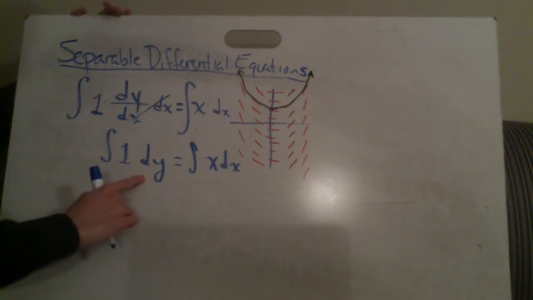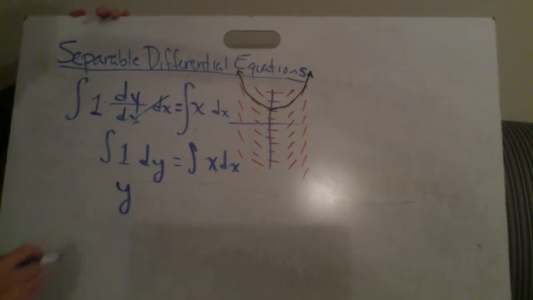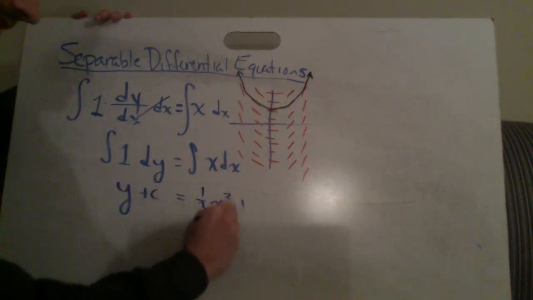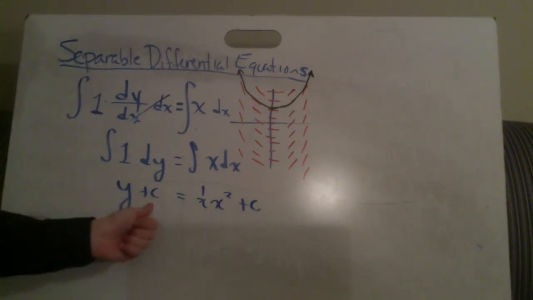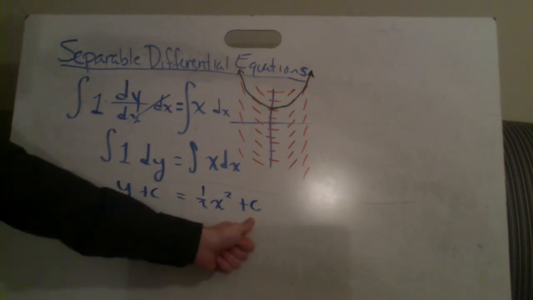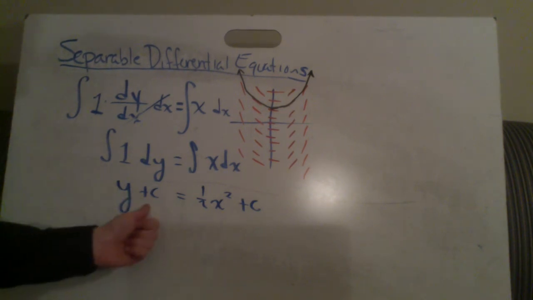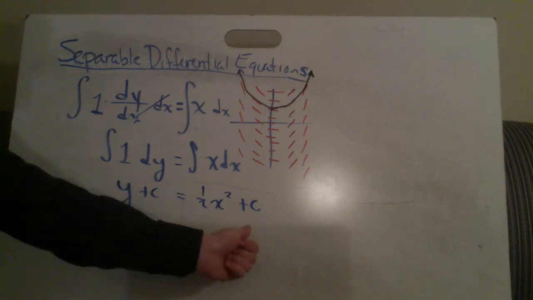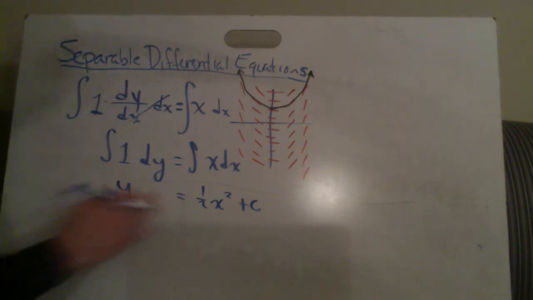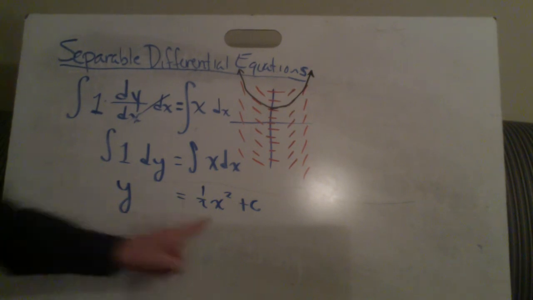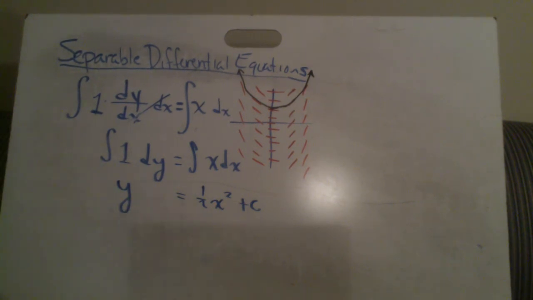The integral of 1 with respect to y is just y plus c. The integral of x with respect to x is 1/2 x squared plus c. I know you hate the plus c's coming back, but they're here. Now, here's the deal. It's really silly for us to have a constant here and another constant over here, because I could just subtract this constant from this one and write it as one new constant all over here. So that's what I'm actually going to do. I'm going to not ever put a constant with my y side, only with my x side. So y equals 1/2 x squared plus c.